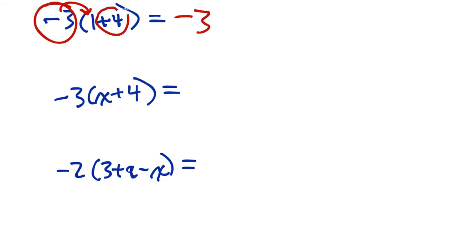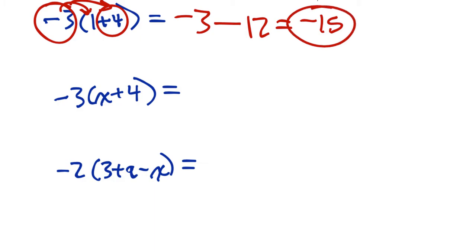Now, when we distribute to this 4, we're going to say it's like a positive 4. So it's a negative 3 times positive 4. So first the signs, negative times positive, that's a negative. 3 times 4 is 12. After you distribute, always check for like terms. Negative 3 minus 12, negative 15, and we're done with that one.